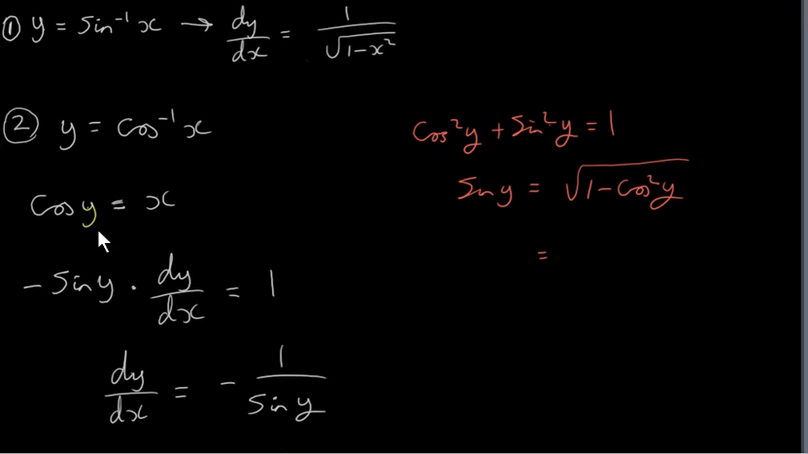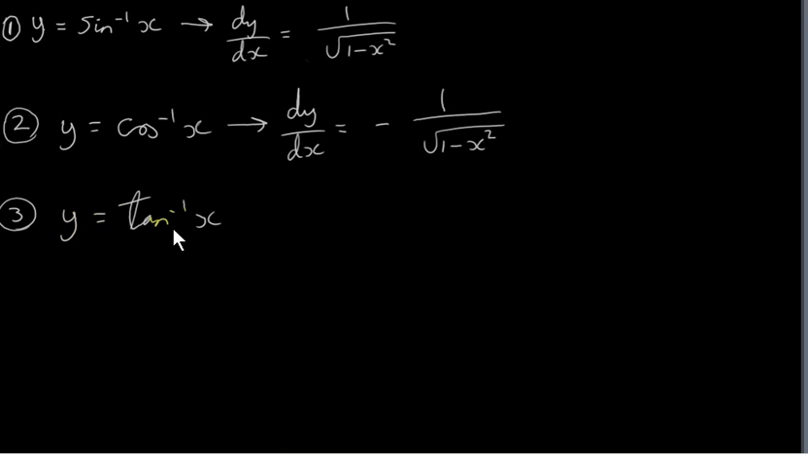And we know that since cos y is x, then cos y all squared, or cos squared y, is x squared. So dy/dx is minus 1 over the square root of 1 minus x squared.